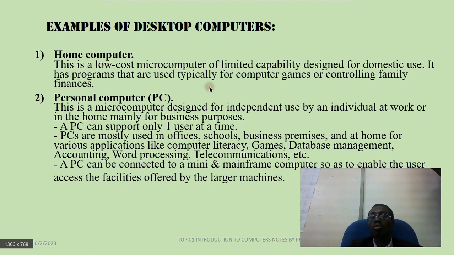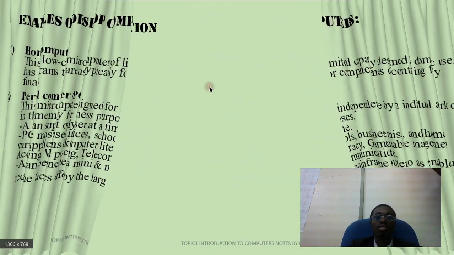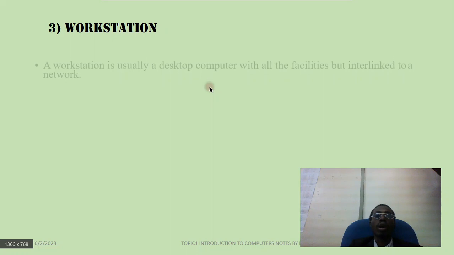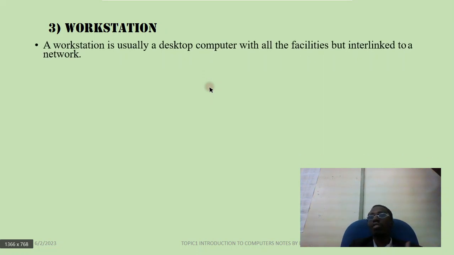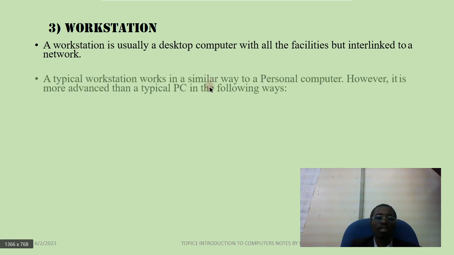They can be connected to mini or mainframe computers so as to enable the user access the facilities offered by the larger machines. Now, workstations. A workstation, mostly we say that it's usually a desktop computer with all the facilities but interlinked to a network. Now, if you have your desktop computer with all the components in it, or the complete system unit, and then they are interlinked with the network, then we call it a workstation.